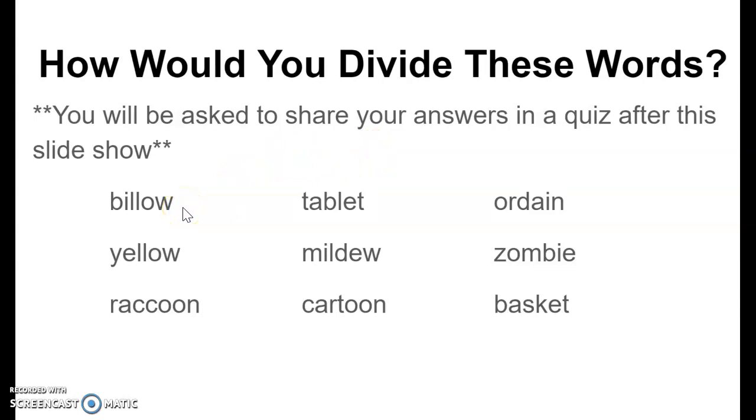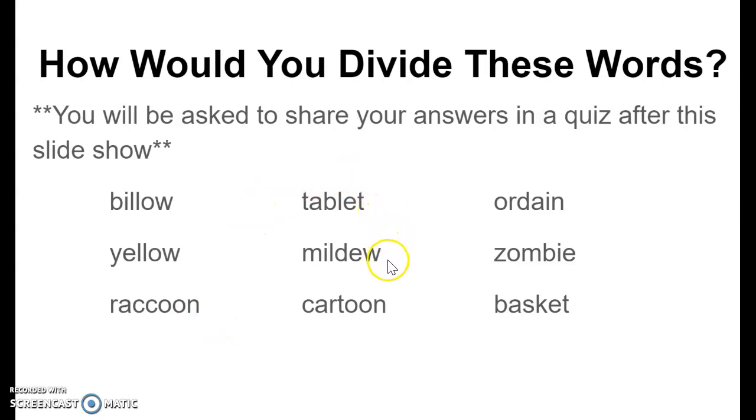Billow. Billow means to kind of balloon out, like if I'm wearing a blouse and the wind comes around and kind of blows it to the side and makes it a little bit bigger, it billows. Or you could say like the sail of a ship, it billows out when the wind hits it. Yellow, raccoon, we know those words.